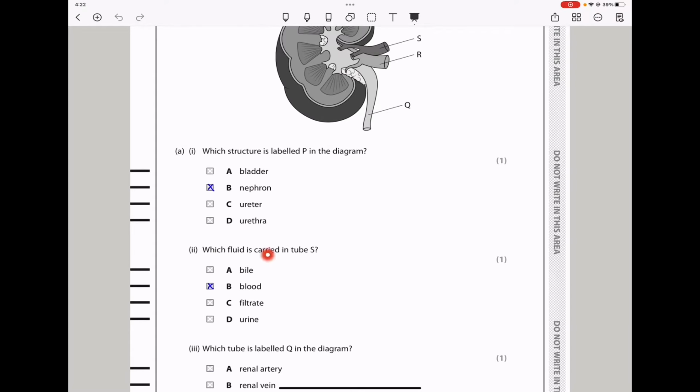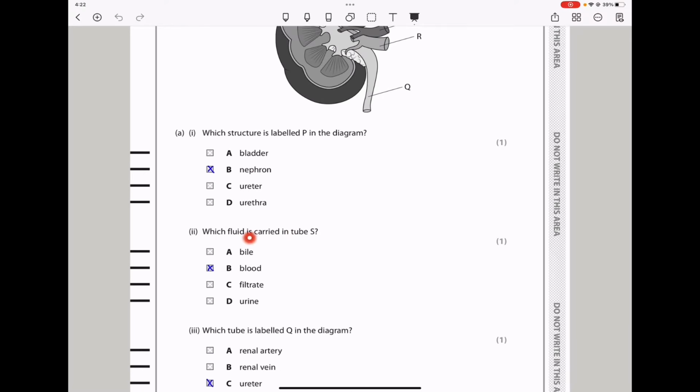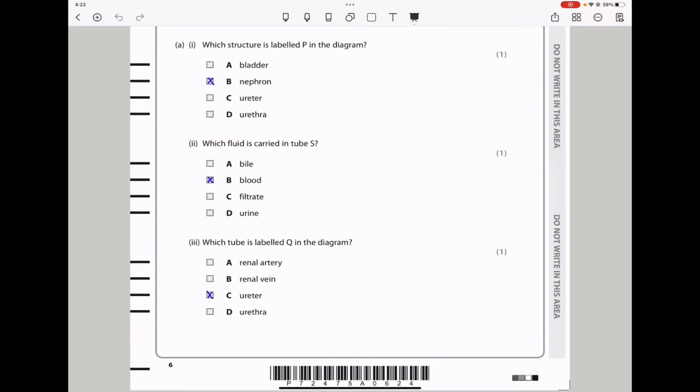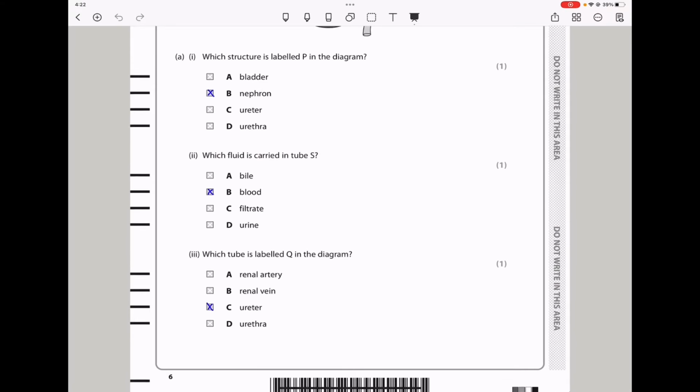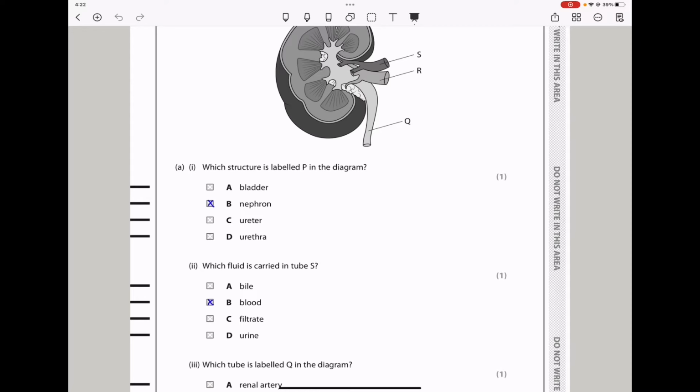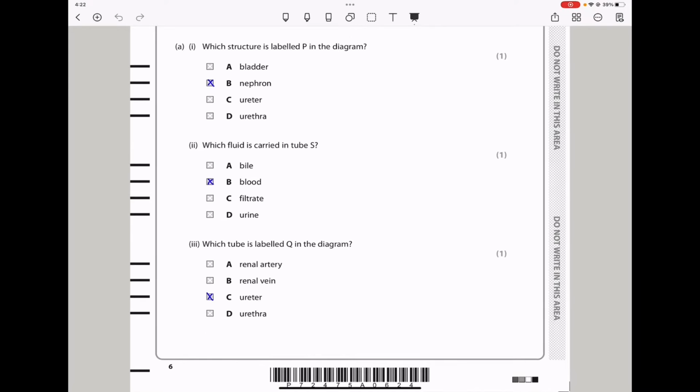And then they say which fluid is carried in tube S. Tube S carries blood. And next they say which tube is labeled Q in the diagram. Tube Q is the ureter. It takes urine from the kidney into the bladder. So the answer here should be C.